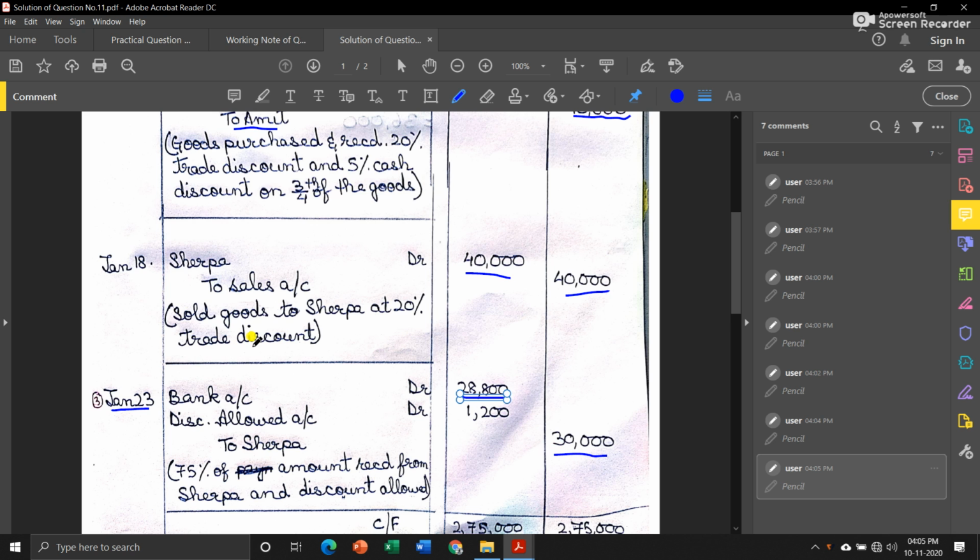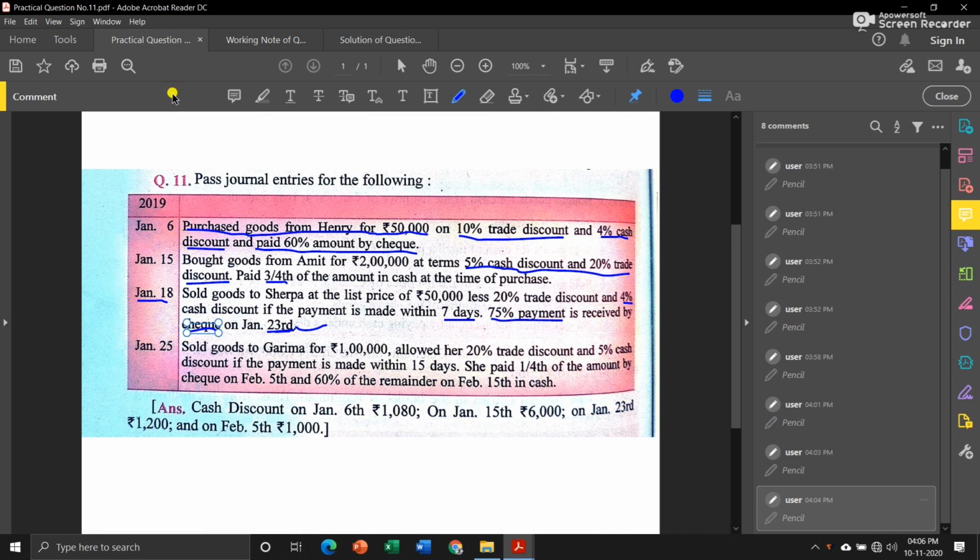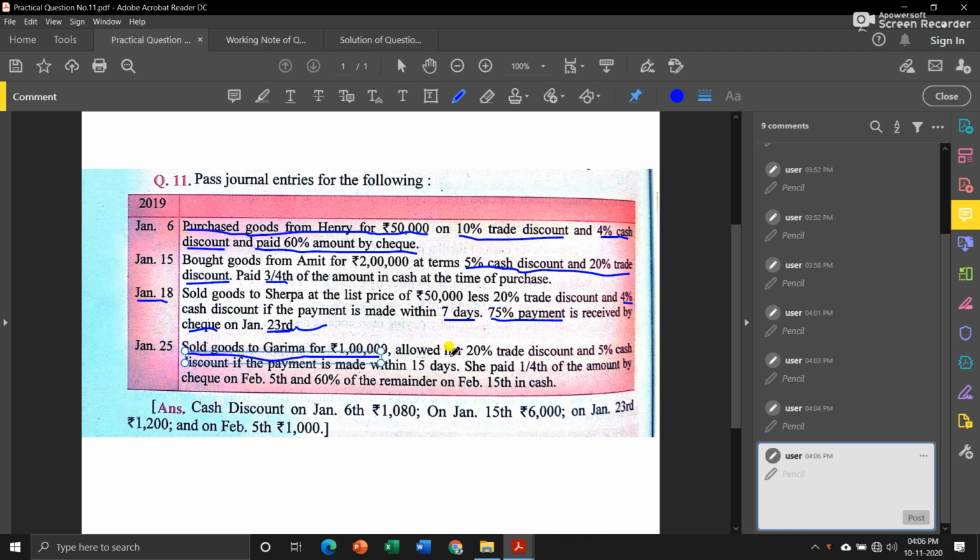Now in the question you can see there is only one transaction, but when we solved it, we saw that there are two transactions in one question. Now let us see the next transaction. Sold goods to Garima for 1 lakh, allowed her 20% trade discount and 5% cash discount. Now here also there is a condition that if the payment is within 15 days, she will get 5% cash discount.